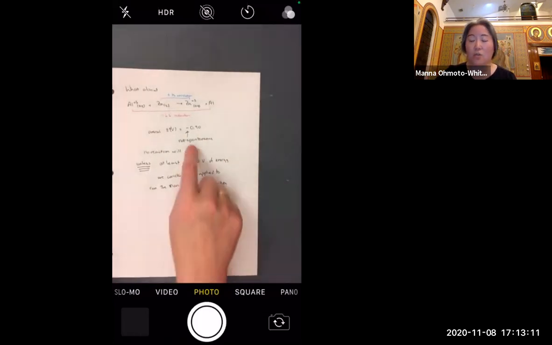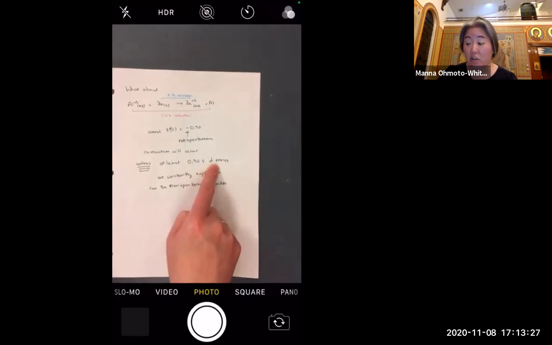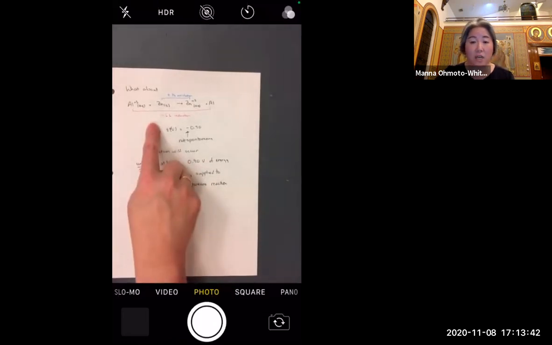Unless, and this is true of all non-spontaneous reactions, unless I put energy into the system equal to or more than how non-spontaneous the reaction is. So in this case, if I add at least 0.90 volts of energy, I'm constantly supplying it, right? Remember that non-spontaneous means I constantly have to supply that energy, or I'm just going to start doing the spontaneous reaction. If I constantly supply that to it, then I can run the non-spontaneous reaction.